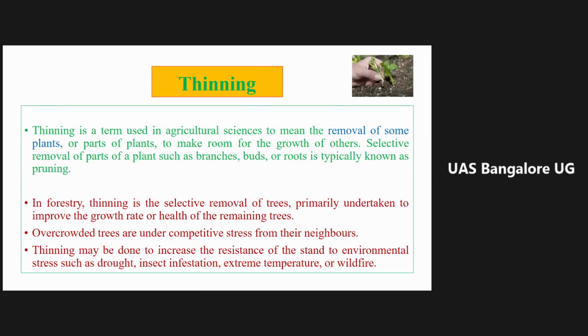Then in forestry, thinning is the selective removal of trees, or it may be the unwanted or the dead and dying trees, primarily undertaken to improve the growth rate or health of the remaining trees, that is the healthy trees. Also the overcrowded trees are under competitive stress from their neighbors, so thinning may help to remove these overcrowded or unhealthy trees from the stand. Then thinning may be done to increase the resistance of the stand to different environmental conditions like stress, drought, competition for moisture, insect infestation, extreme temperatures, and also wildfires.